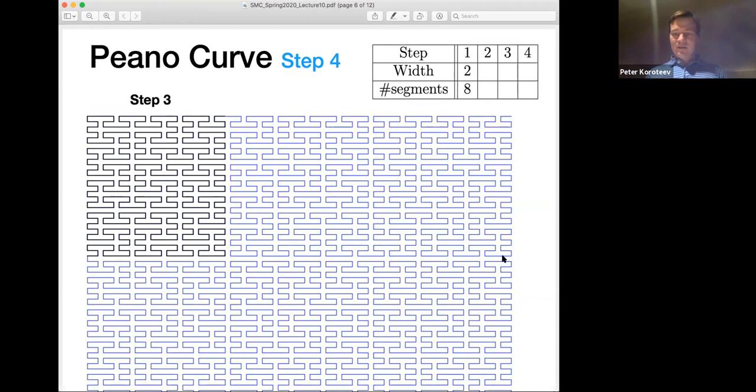So every time you multiply by 9 and add 8, right? So you have 8, which is just 8 itself, right? And then we have 80, which is 9 times 8 plus 8. That's 80. And then we have 728, which is 9 times 80 plus 8.